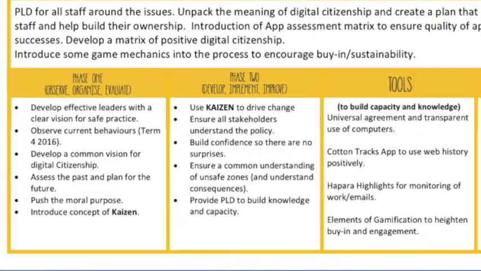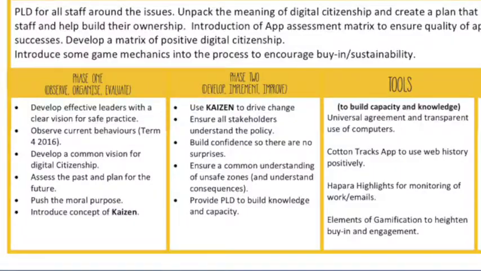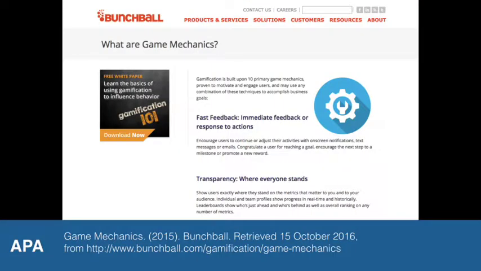In years 4 to 6, we're going to use a range of tools to build knowledge and capacity. First of all, we want a universal agreement of safe usage, which will allow us to have a more transparent use of computers. We're looking at using Cotton Tracks, an app that teaches kids how to use their histories for a purpose, rather than being afraid of what might be seen in their histories. And we'll continue to use Hapara Highlights by staff to monitor the online activities and behaviours of our children. Finally, we want to introduce some gamification into the system just to increase the motivation and engagement.